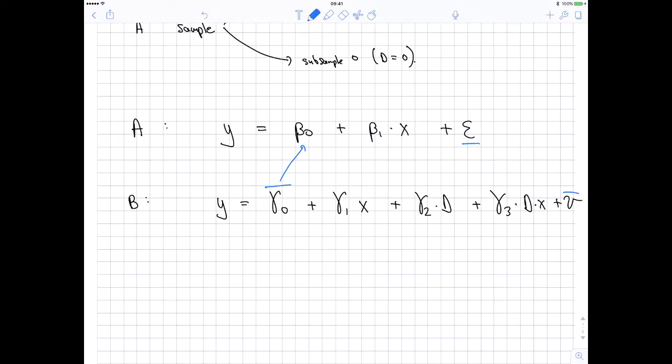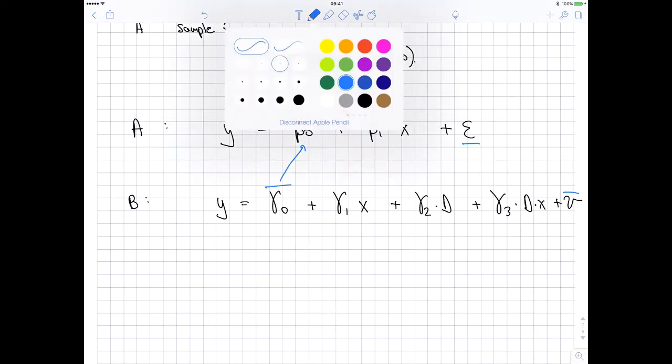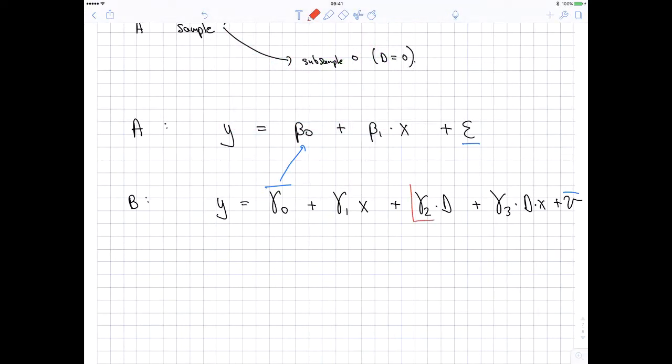Now the question might be, which view of the world do you prefer? Do you prefer A or do you prefer B? And do you have any statistical tests to show whether A is better or B is better? Here's one thing to realize. What is the interpretation of gamma 2? Or in other words, a related question is, what is the interpretation of gamma 0?